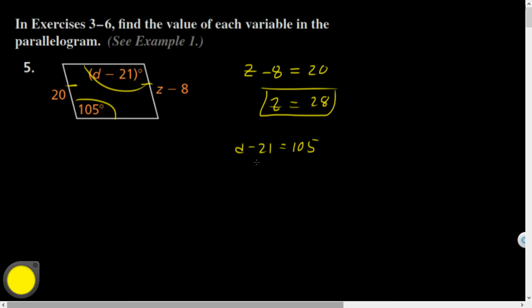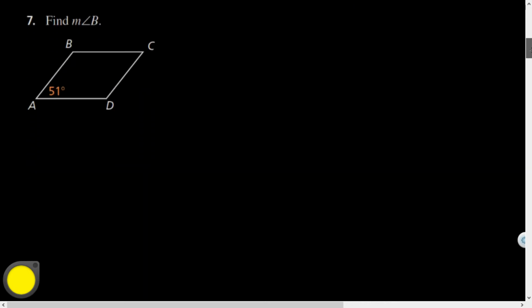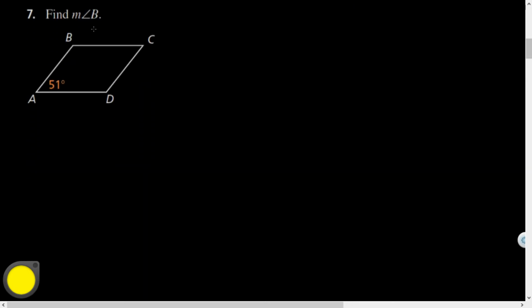All right. 105, add 21 to both sides. D is equal to 126. So you can figure those things out. It's a wonderful thing. Here's question 7. It says, find the measure of angle B.